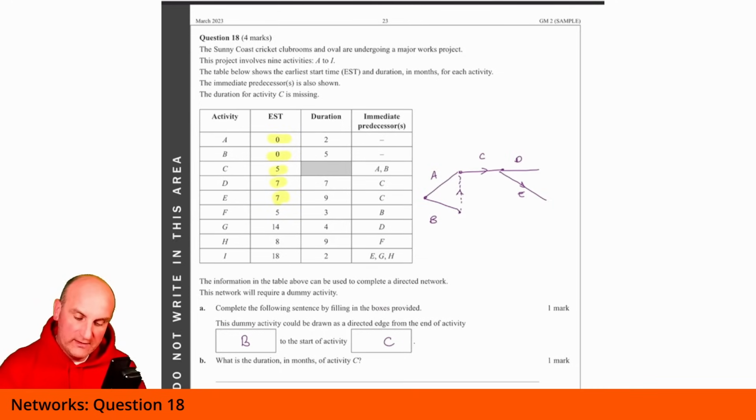F's immediate predecessor is B. All right, so F's immediate predecessor is B, and I'm going to do that. What have I got next? G's immediate predecessor is D. So G's immediate predecessor is D.